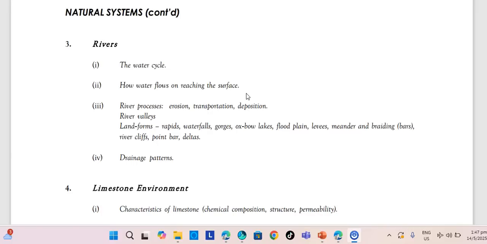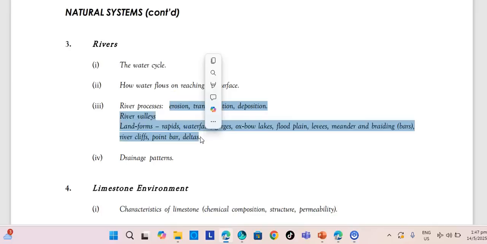All right, so we're going to look at the river processes, and they are erosion, transportation, deposition. Now I know that some students are looking at this syllabus and asking themselves, what do they mean by river processes?